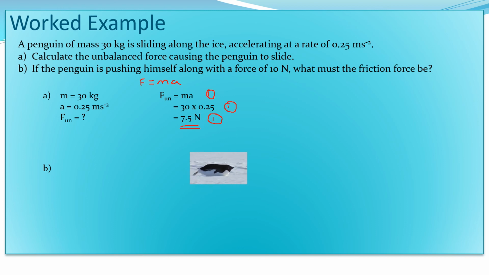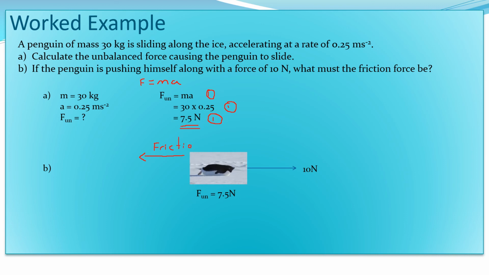So we know it's going forwards with a force of 10 newtons, so there's a force of 10 newtons acting in that direction. We also know that the overall force is 7.5 newtons, so the net force is 7.5. What is the friction going to be? Well, the friction has to be acting in this direction, because friction acts opposite his motion.